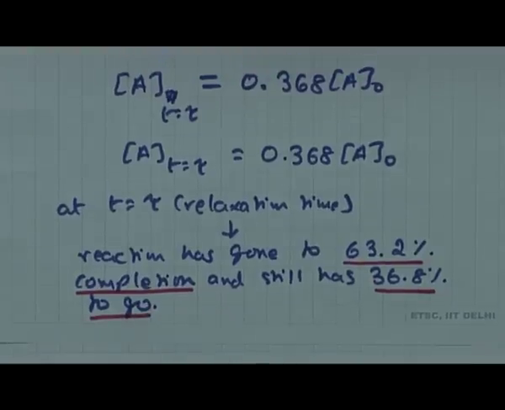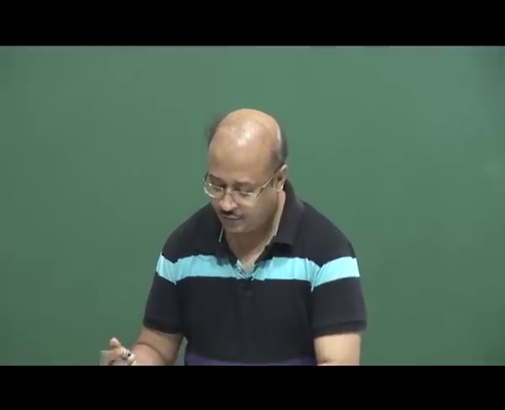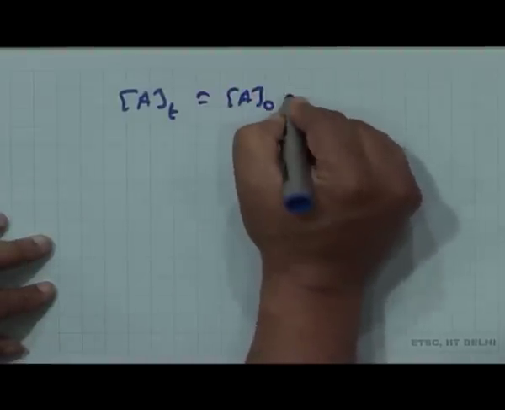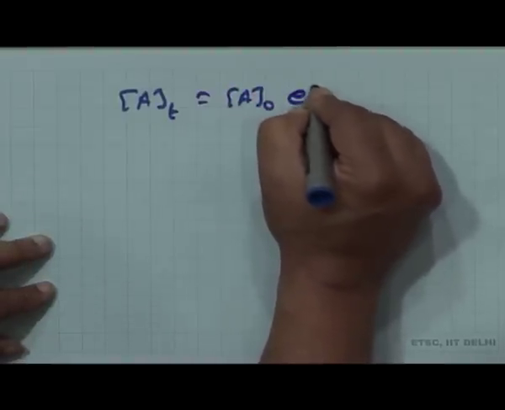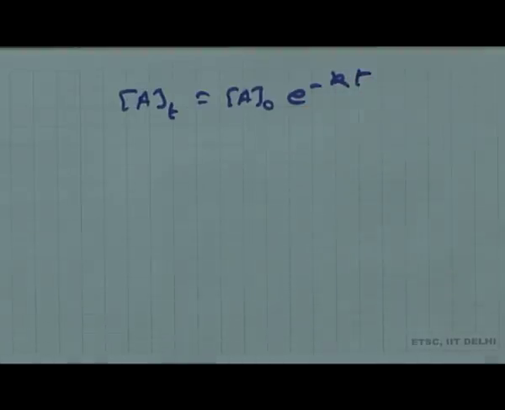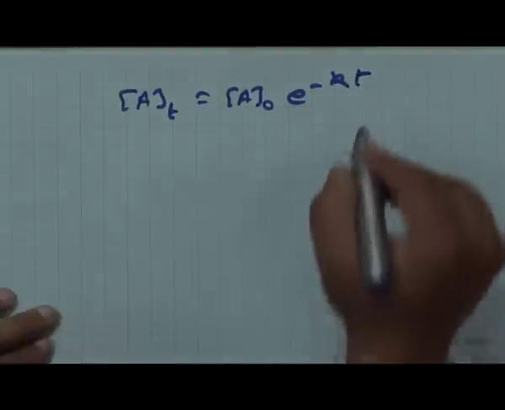Like we found an expression for t half, we can also find an expression for this relaxation time. It is very easy. What we do is recall this equation where we had the concentration of A at time t equal to the concentration of A0 times e to the power minus kt. This was equation number 14 for us, if I remember correctly.